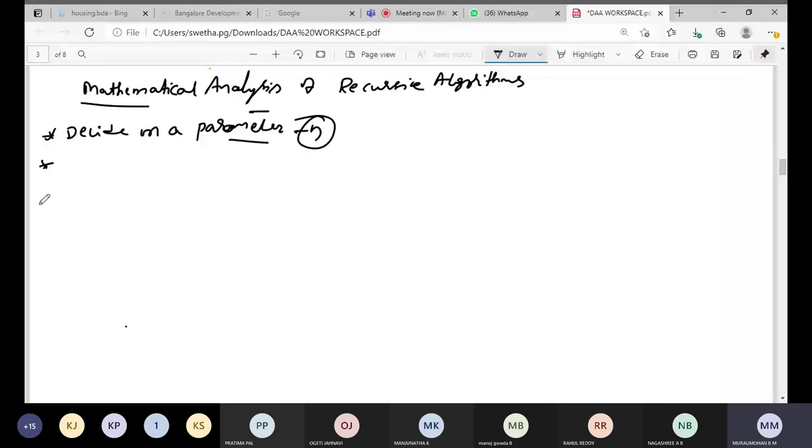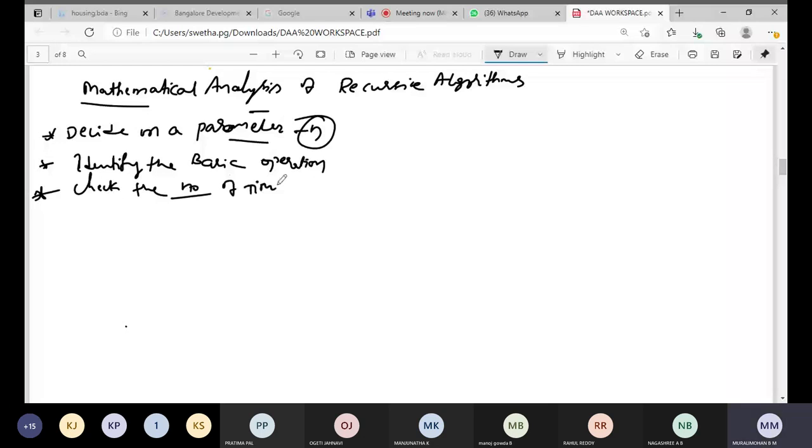then we'll go to identify the basic operation. Identify the algorithm's basic operation. Once we identify the algorithm's basic operation, what is the next step? Check how many times the basic operation is executed.